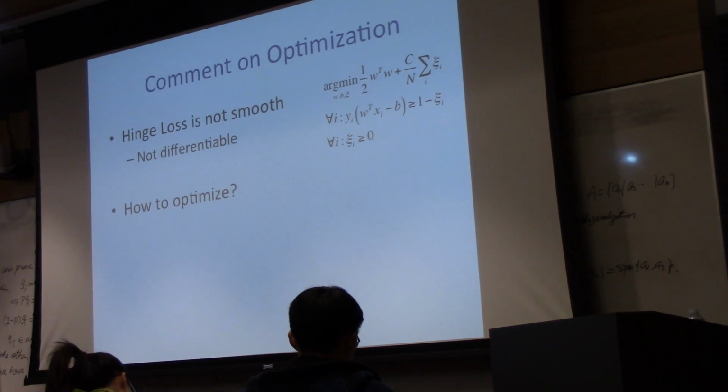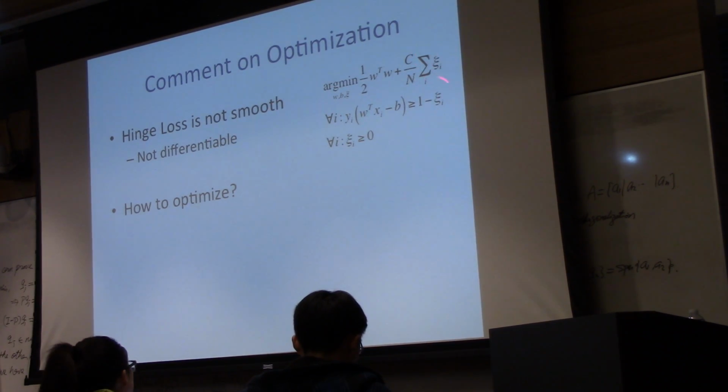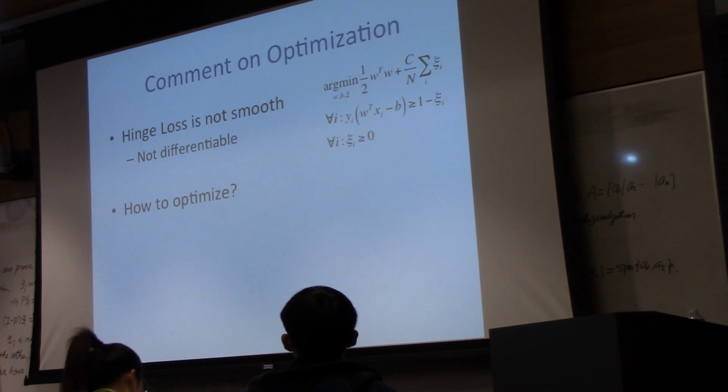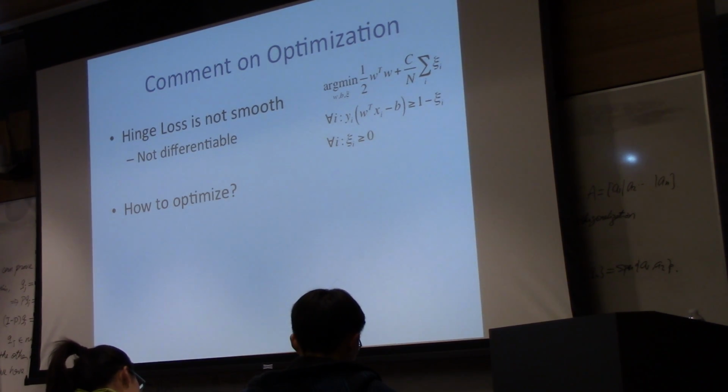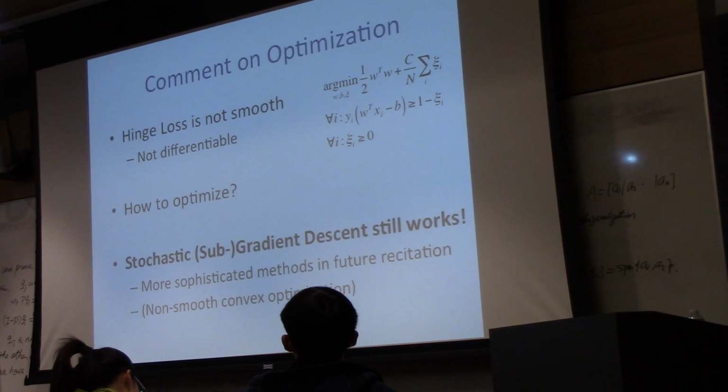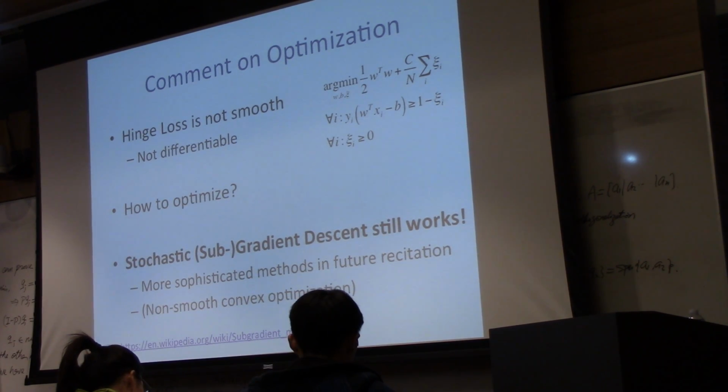Just a comment on optimization. This function is not smooth, right? This hinge loss term, which looks like the max function, is not smooth. So it's not differentiable, at least at the hinge point. So how do you optimize for this? Turns out SGD actually works just fine, if you're into that kind of thing, which I am.